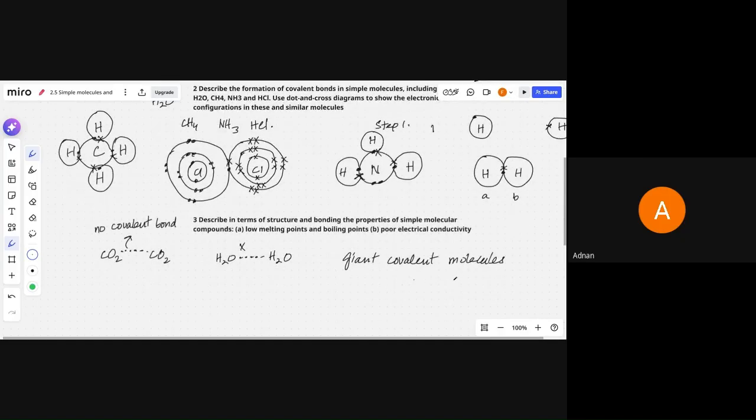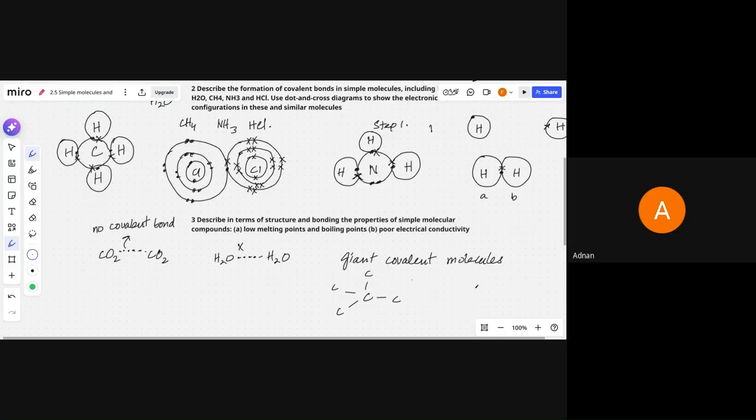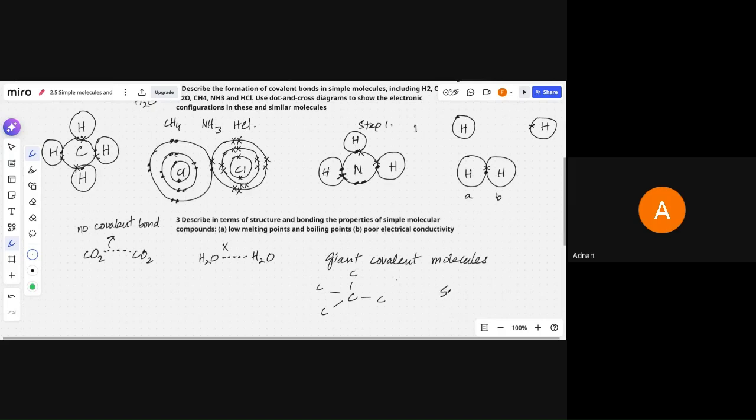So giant covalent molecules, for example, diamond: each carbon atom is covalently bonded to four different carbon atoms, right? Silicon dioxide, SiO2, is another example. Each silicon dioxide unit is covalently bonded to others, so they form a network structure and have very high melting and boiling points. But we will talk about this later.